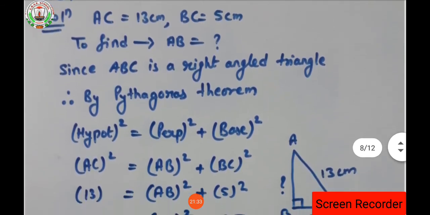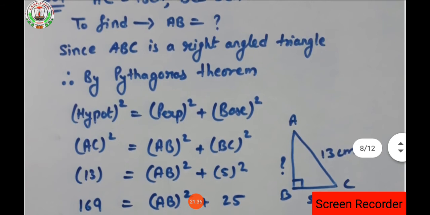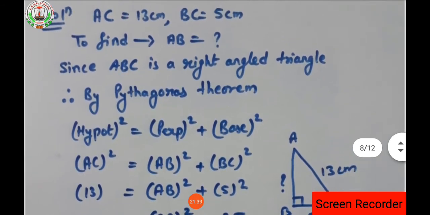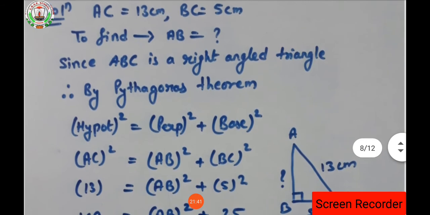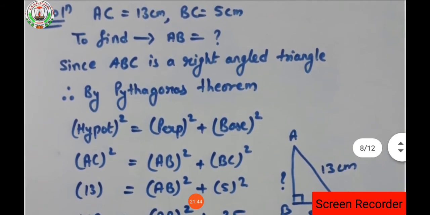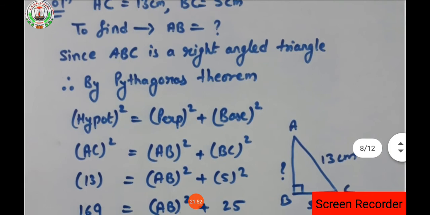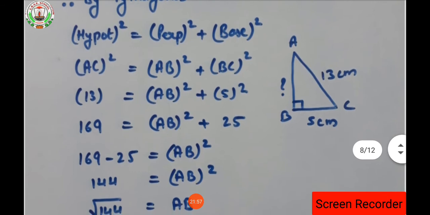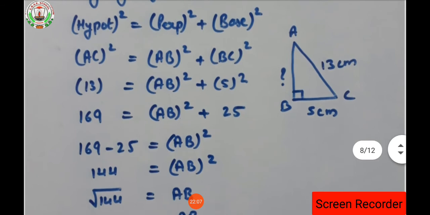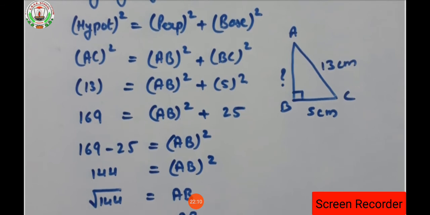Now next, seventh question, B part. Again AC value is given. AC, as we know, is the hypotenuse. Hypotenuse is given as 13. BC is the base. Base value is given as 5 centimeter. We have to find the value of AB, that is the perpendicular. Since it is already said that ABC is a right angle triangle at B, we can apply the Pythagoras theorem. Pythagoras theorem is hypotenuse square is equal to perpendicular square plus base square, where hypotenuse is AC square, perpendicular is AB square, and base is BC square, isn't it?